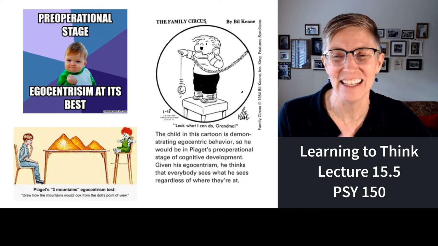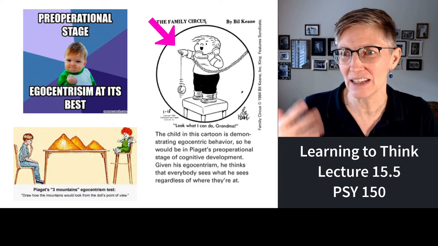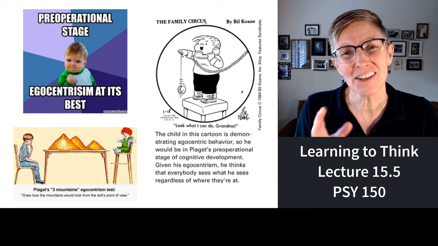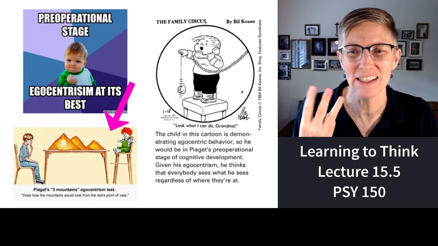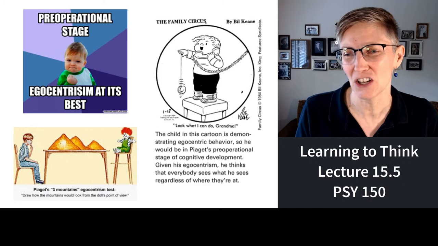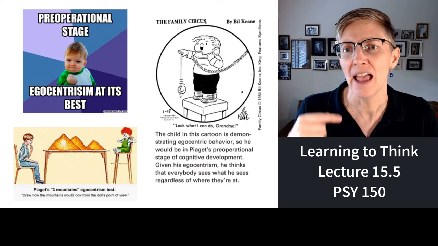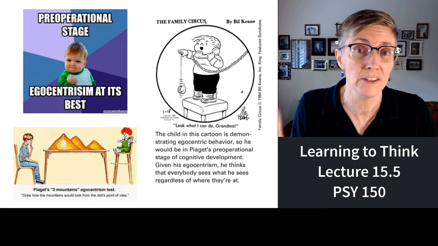There's a cartoon here where a little boy is on the telephone and he says, look what I can do, Grandma, because he can see the yo-yo, so obviously Grandma must be able to see the yo-yo. Piaget studied this egocentrism with something called the three mountain test. In this test, what you see in the cartoon at the bottom here, he created a sort of landscape where you could see some houses from some points of view, but not others. And he'd let the child walk around the table so the child could see that as you walked around the table, what you saw varied.